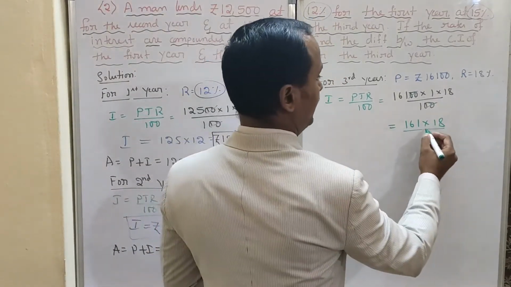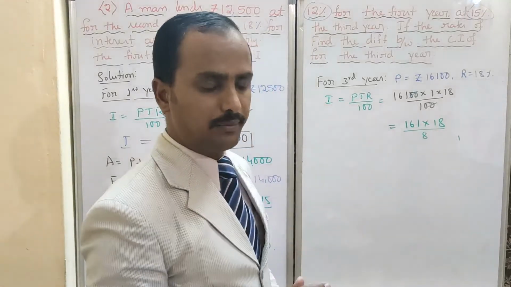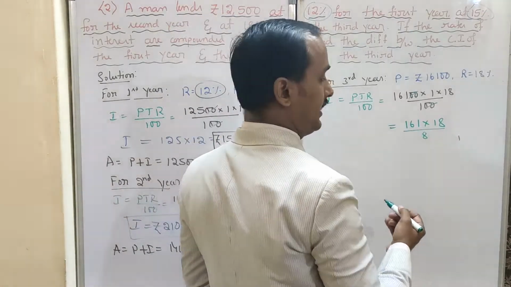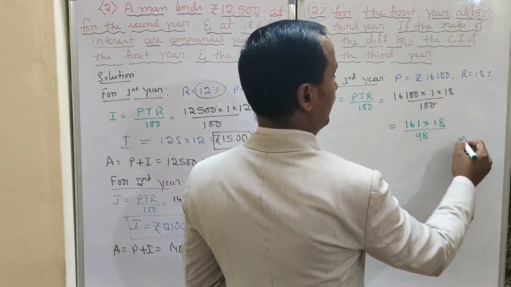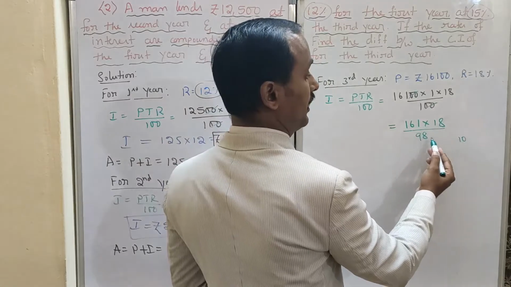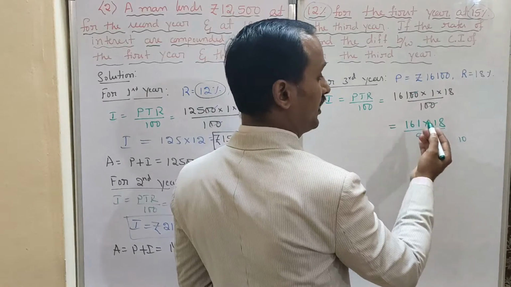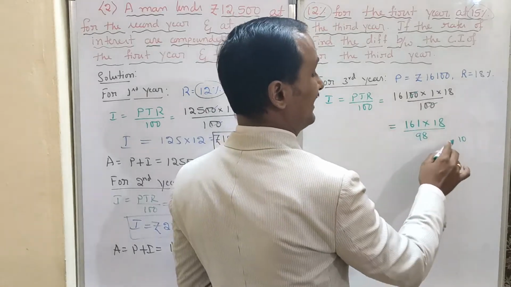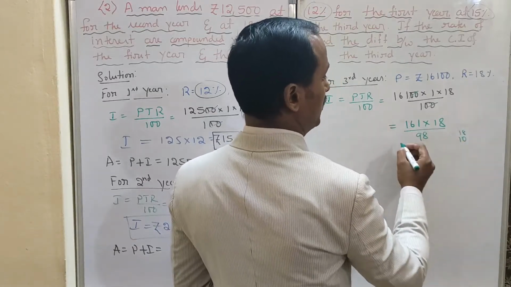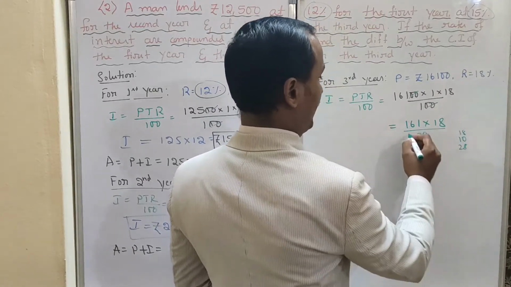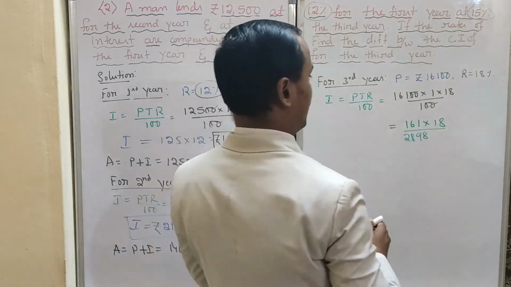18 ones are 18, 8 and 1 carry. 18 6s, you should learn the tables, 18 6s are 108. 108 plus 1 is 109, 9 and 10 carry. 18 ones are 18, 18 and 10 it became 28. Understanding? 2,898.